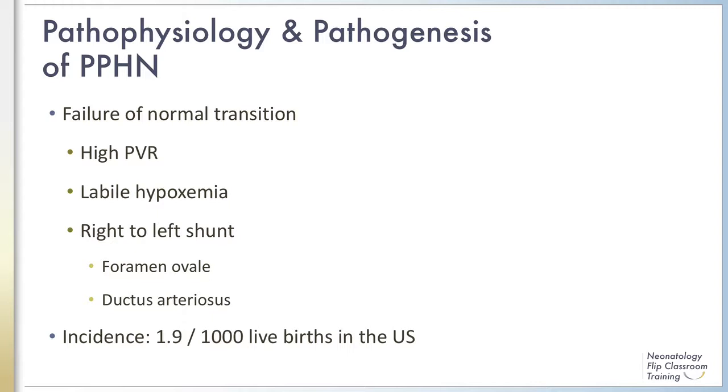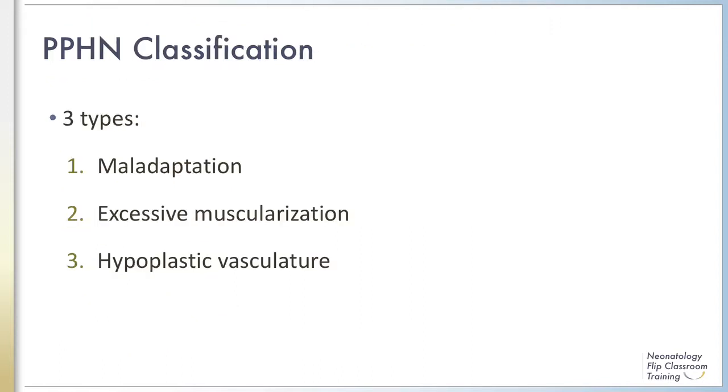While many conditions may mimic the hypoxic respiratory failure seen in patients with PPHN, the clinical diagnosis should be reserved for infants with extrapulmonary shunting that contributes to hypoxemia and hemodynamic dysfunction. Recent estimates report the incidence of PPHN at 1.9 per 1,000 live births in the U.S. PPHN is often characterized as one of three types: maladaptation, excessive muscularization, and hypoplastic vasculature.